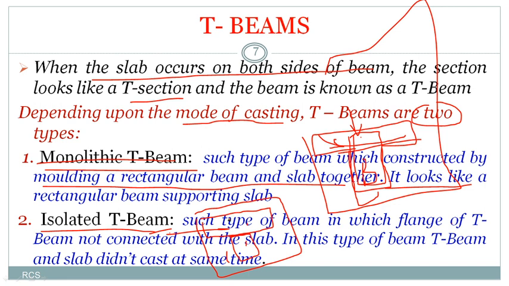Moreover, they are not cast at the same time. The slab is cast at one time and the beam is cast at another time. So they are not cast together, plus they are not having a connection at their junction. That's why we can call it an isolated T-beam.